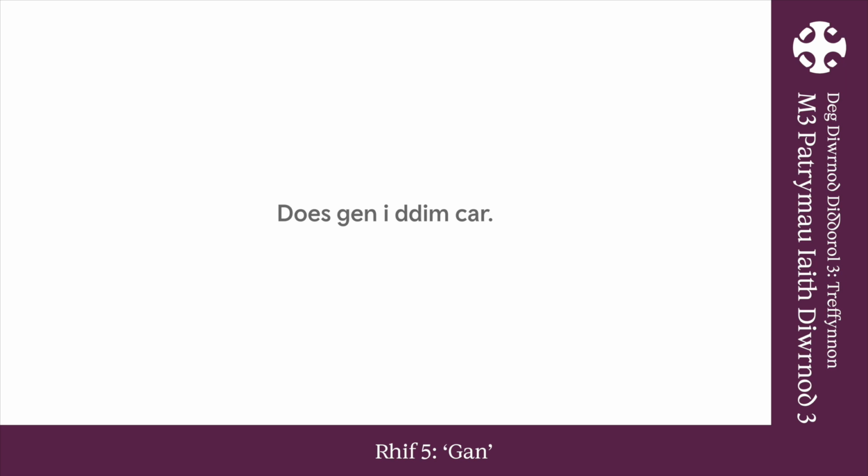Does gen i ddim car. The does signals a negative sentence. The dim mutates to ddim because of a form of the word gan that has gone before it. In the course you are taught sgen i ddim car, which you can see has come from a shortened form of the fuller sentence.